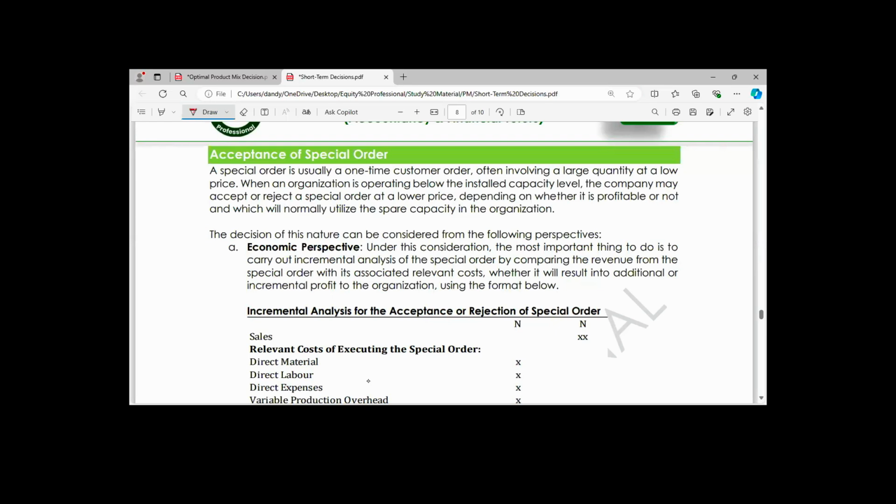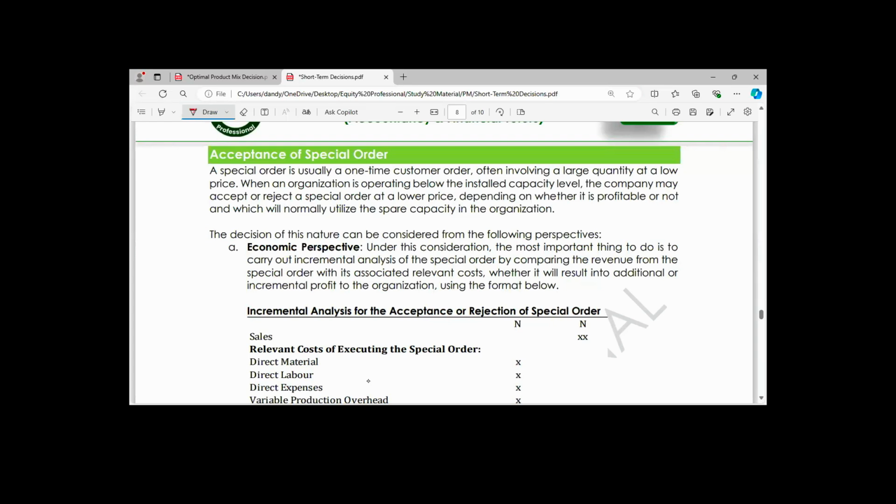Therefore, when there is a special order to produce, say, 3,000 units from the customer, it is expected that the company will utilize the spare capacity of 4,000 units that is available to execute the special order. Out of that 4,000, they will use 3,000. Now, if the company's final product's normal price is about 20 naira, for example, the customer may be offering to pay 15 naira. So that is, in summary, what acceptance or rejection of a special order is all about.